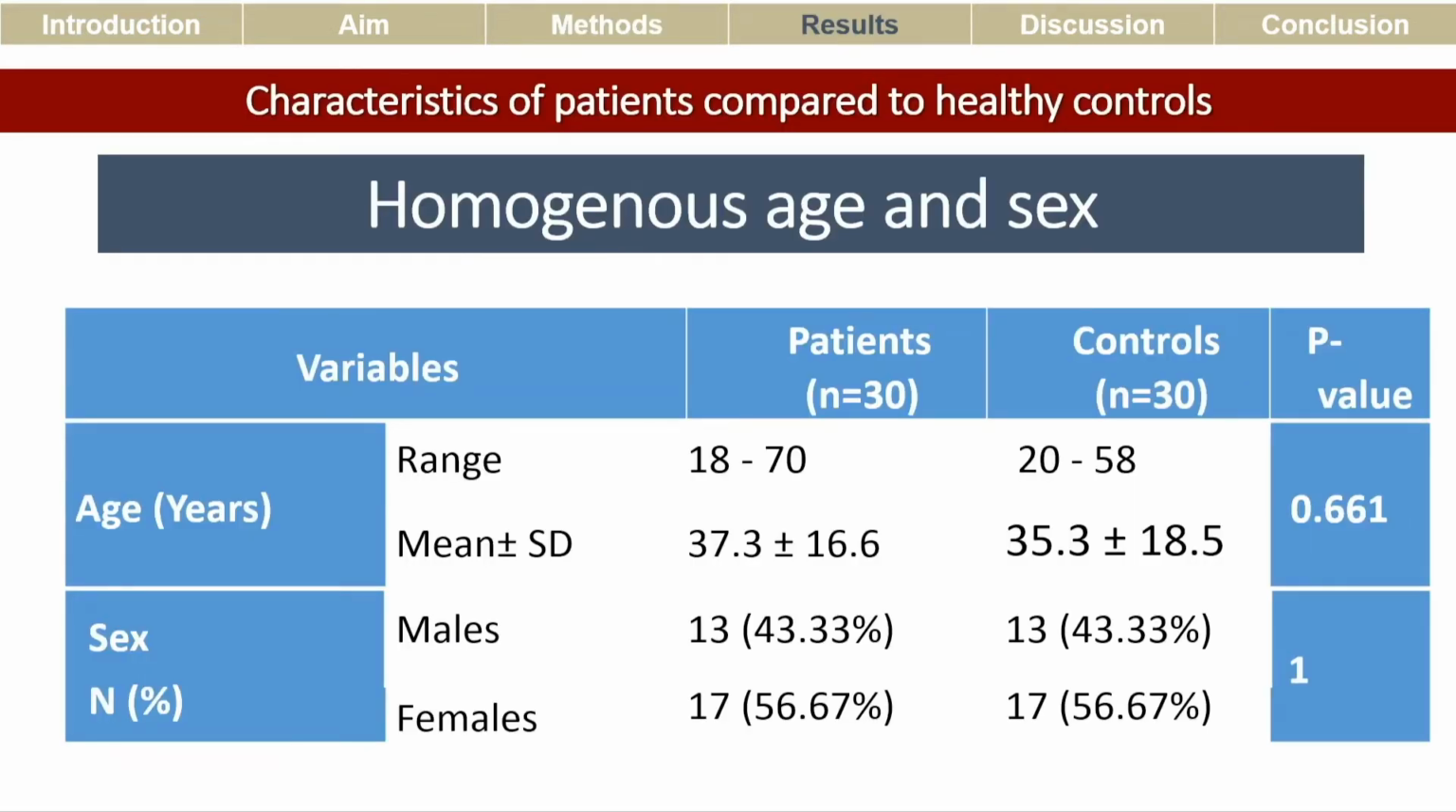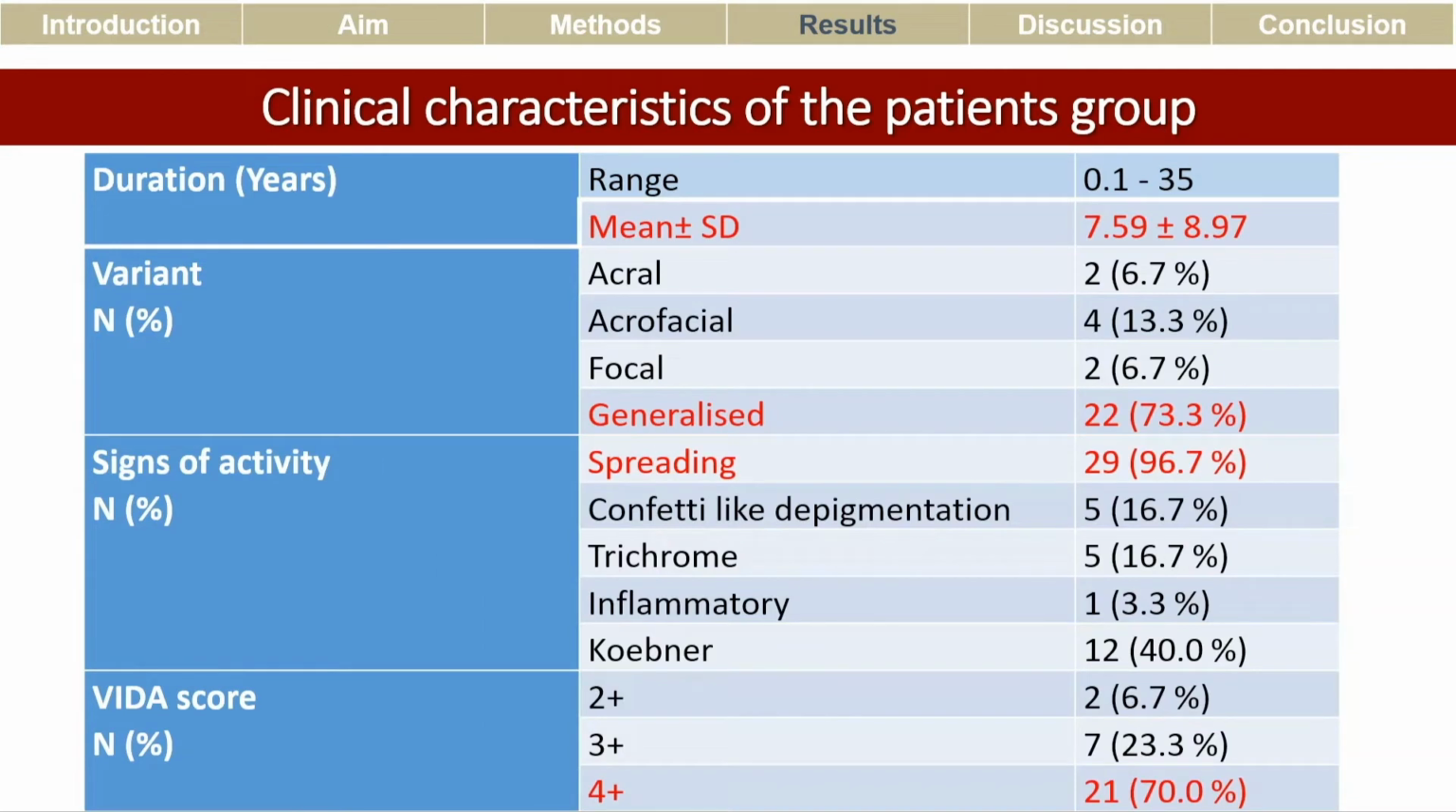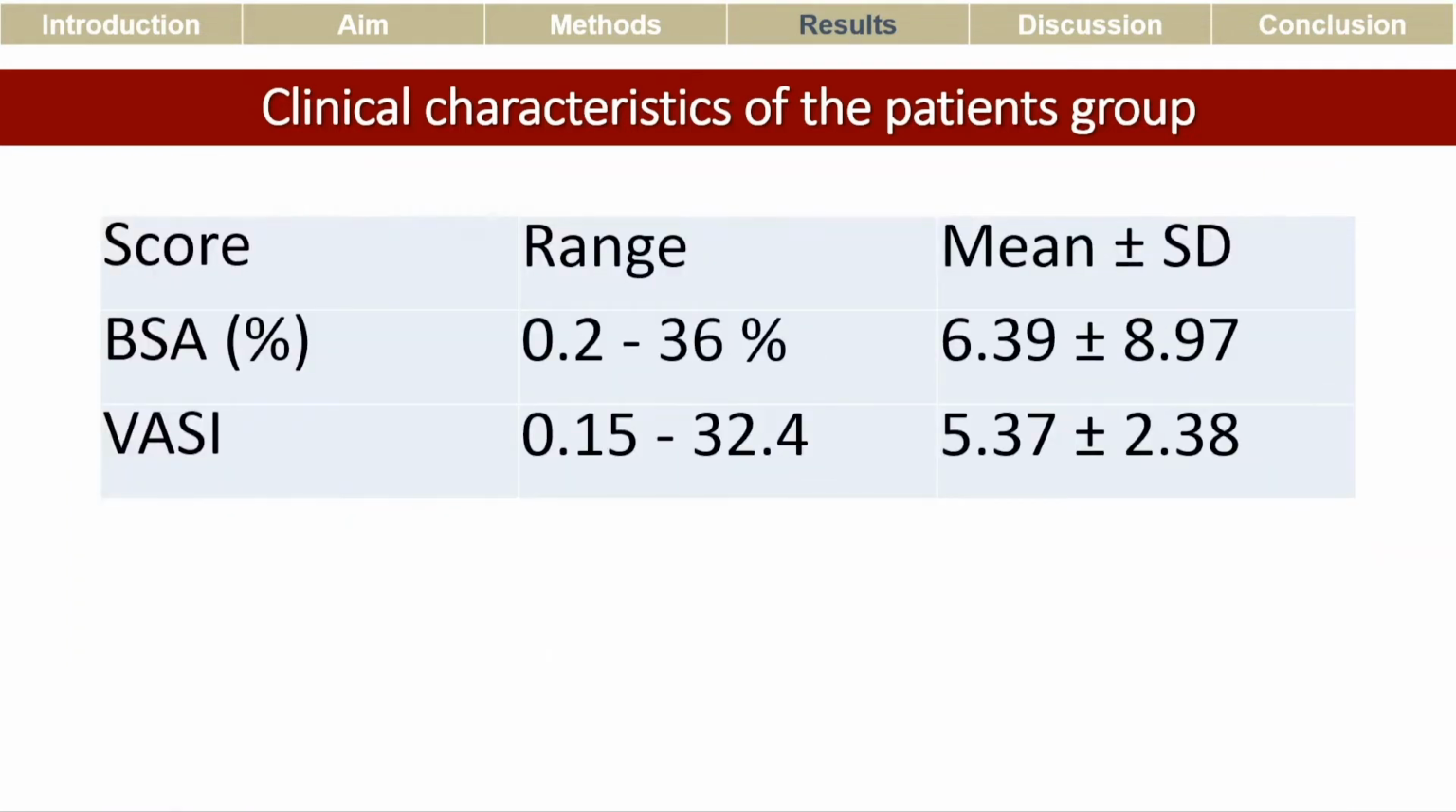Our patients and controls were homogeneous as regards to age and sex. The average duration of vitiligo in patients was 7.5 years. The most common variant was generalized, and the most common sign of activity was spreading of the lesions. The vast majority were VIDA 4+. There were cases of varying extent, with the average VASI being about 5.